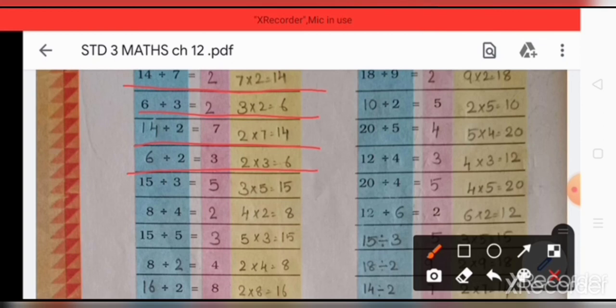18 divided by 9 is equal to 2. That means 9 twos are 18. 10 divided by 2 is equal to 5. That means 2 fives are 10. 20 divided by 5 is equal to 4. That means 5 fours are 20. 12 divided by 4 is equal to 3. That means 4 threes are 12. 20 divided by 4 is equal to 5. That means 4 fives are 20. You also practice this sum.